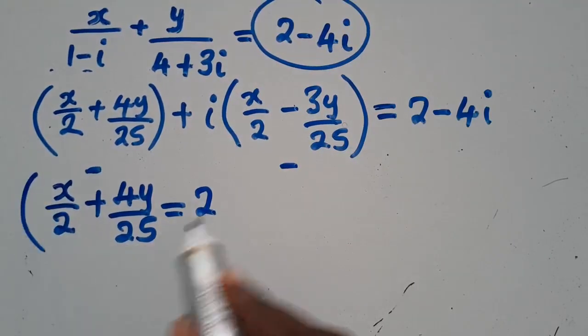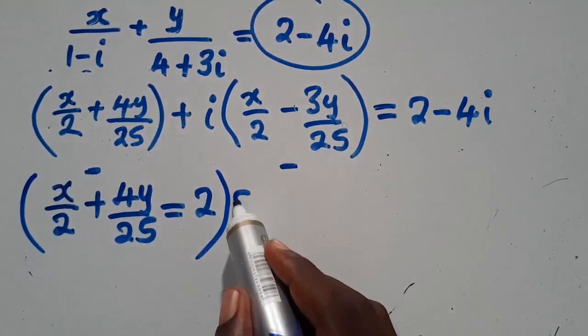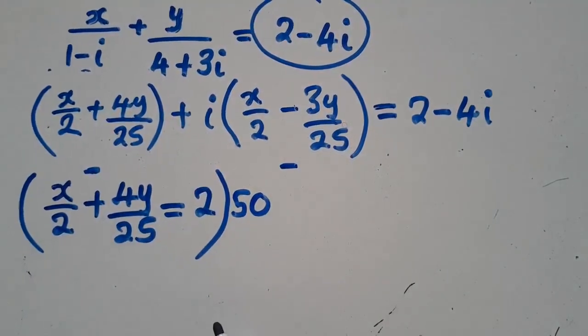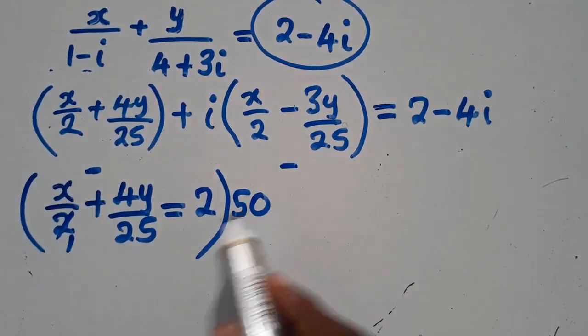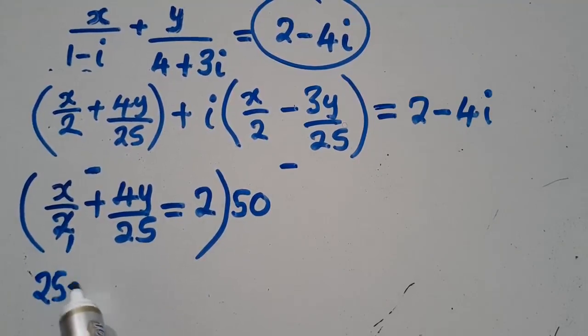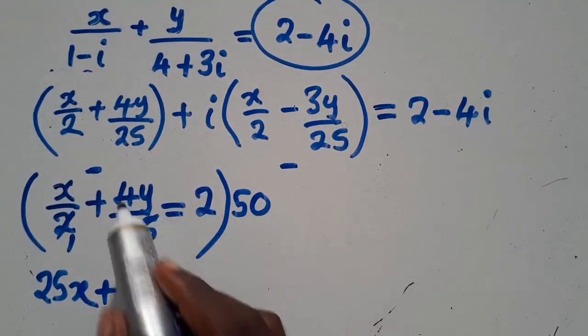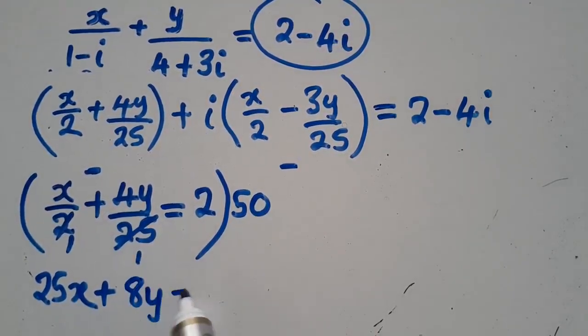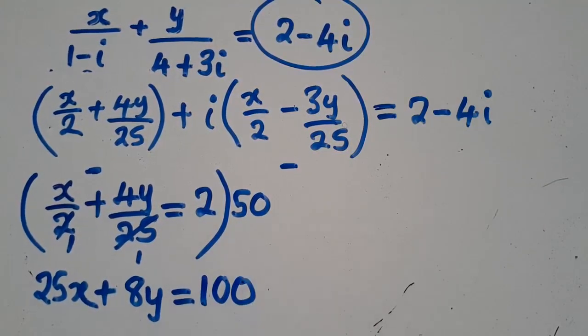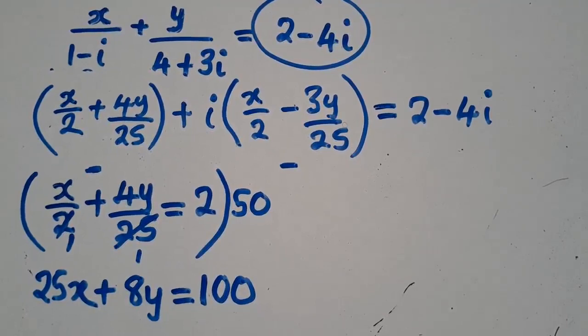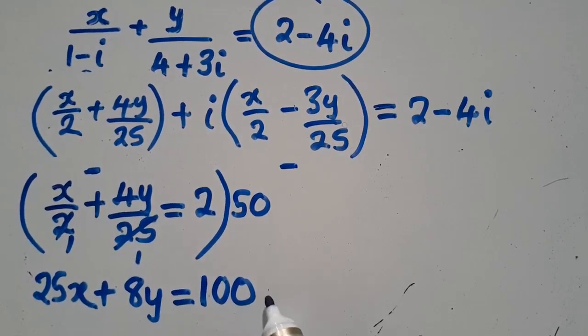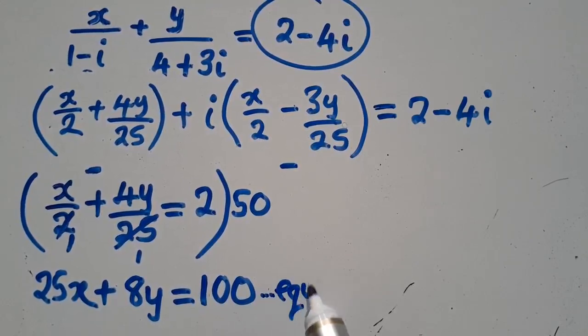Fractions are difficult to deal with, so multiply both sides by 50, throughout the whole equation. 2 into 50 is 25, so that's 25x. Plus 25 into 4 times 2 is 8, so 8y. 25 times 2 is 50, so 8y over 100. So we have this equation. We know that we cannot find the value of x or y with this, so we call this equation 1.